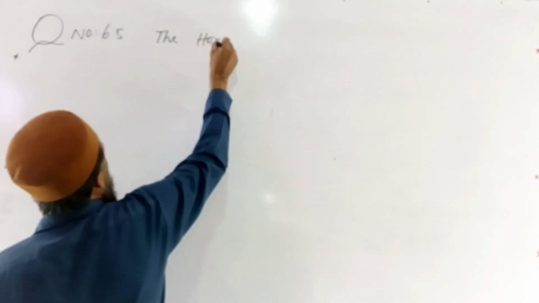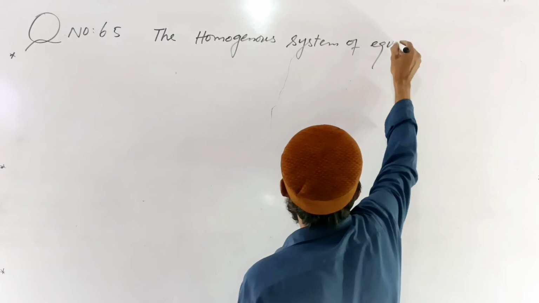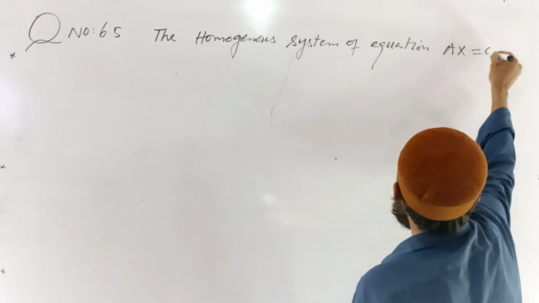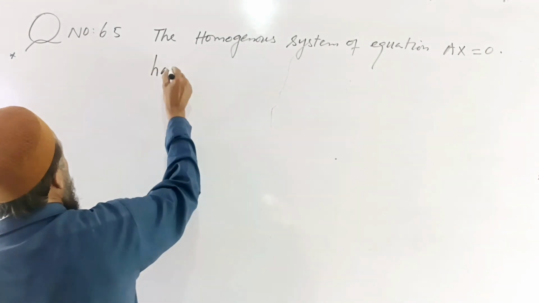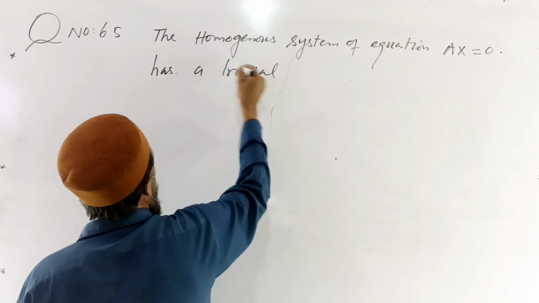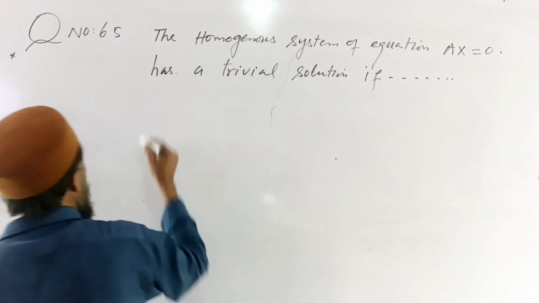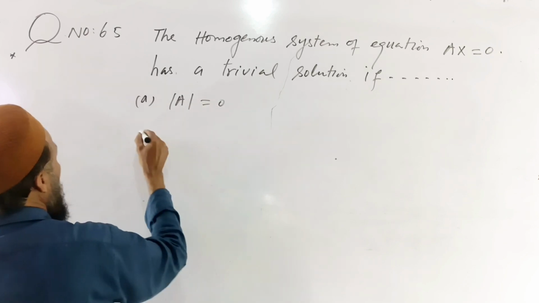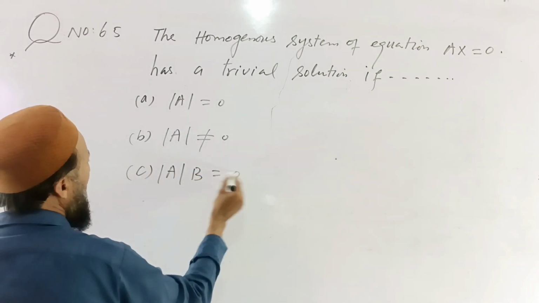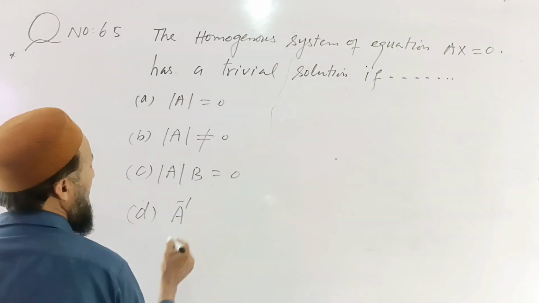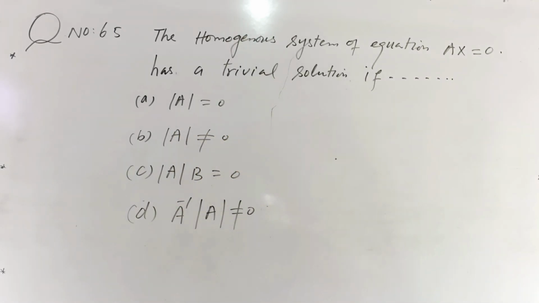The homogeneous system of equations AX is equal to 0 has a trivial solution if: A) determinant of A is equal to 0, B) determinant of A is not equal to 0, C) determinant of A and B is equal to 0, and D) A inverse, and determinant of A is not equal to 0. So a homogeneous system of equations is already given.